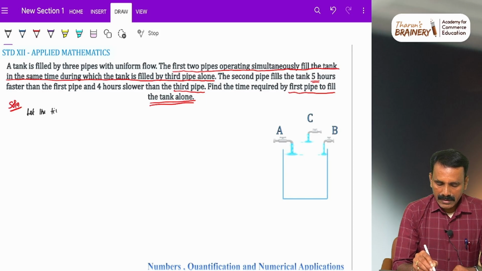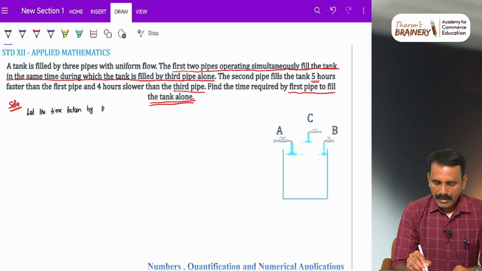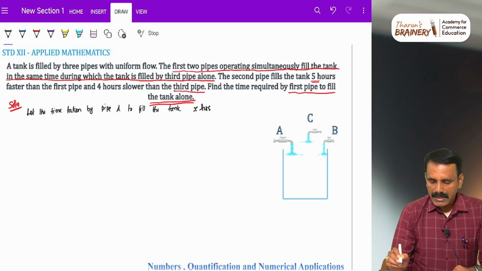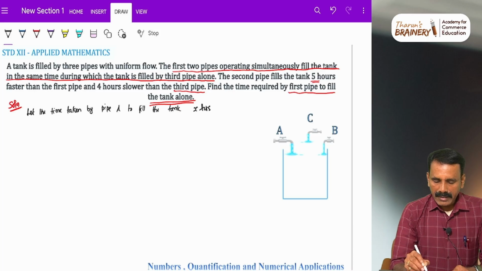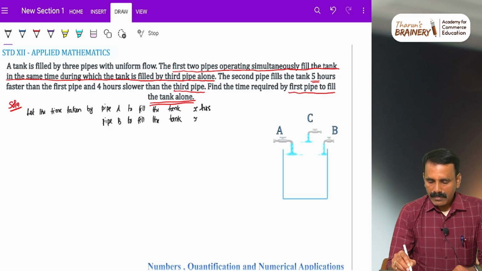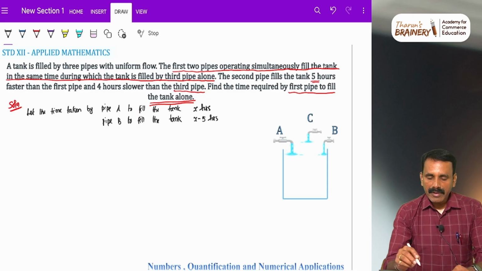Let the time taken by pipe A to fill the tank be x hours. Then time taken for pipe B to fill the tank will be x minus 5 hours. Okay, because it is 5 hours faster than pipe A.